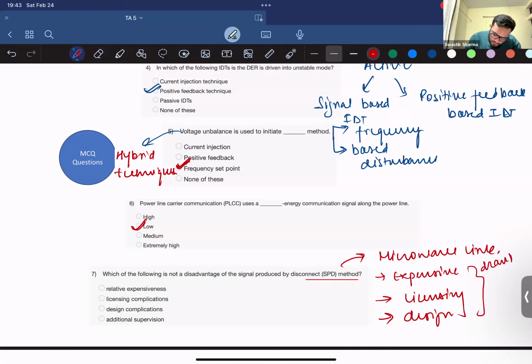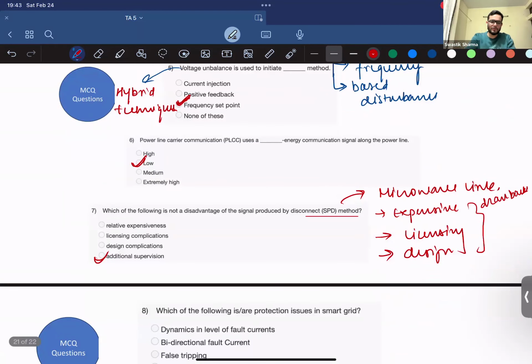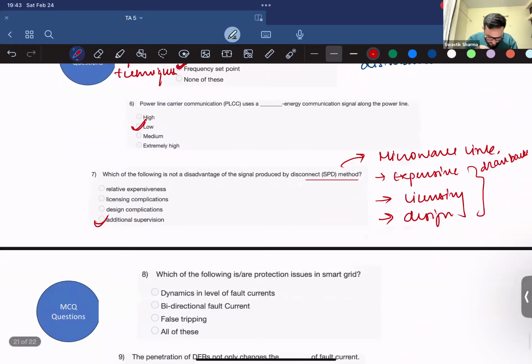Drawbacks, I will write. But what it is not is additional supervision. You don't require supervision, right? Once you install a system, it will communicate. What kind of supervision do you require from your system? Unless from a maintenance point of view, you will always require supervision, but not to manually check if the signal is being sent or not.